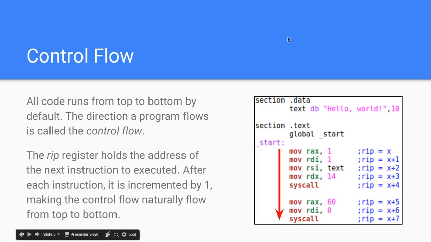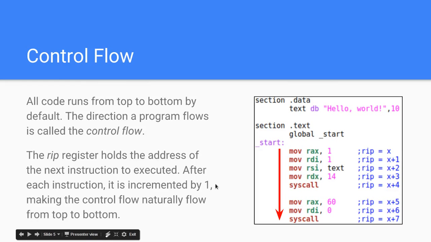So as you can see in the Hello World code, you've got the mov rax, 1, then the location of the start. This location in memory of the mov rax, 1, I just denoted as an X. So after it executes this, it'll increment X by 1. So the next time it executes, it'll execute from this address. So it'll execute X plus 1. Then do X plus 2.